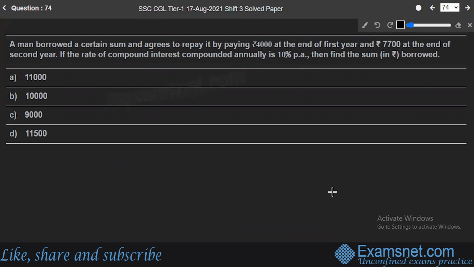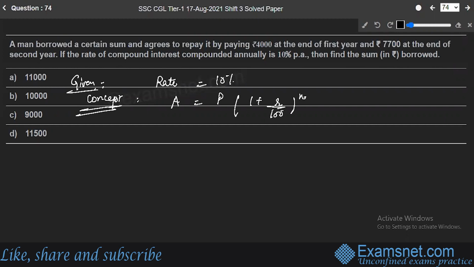Okay. Now let's write down for the payment of the rupees 4,000 at the end of the first year. First of all, let's write the things which are given. You are given that the rate of interest is 10%, and what concept will we be using here? We'll be using the formula for compound interest, that is amount is equal to principal into (1 plus r upon 100) raised to the power n. Okay, let's move towards the solution. So first thing, for the payment of 4,000 at the end of the first year.